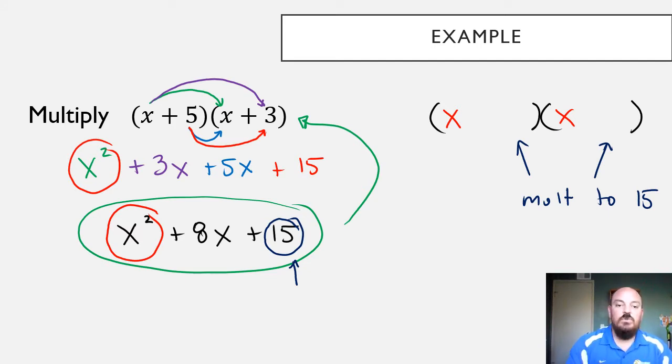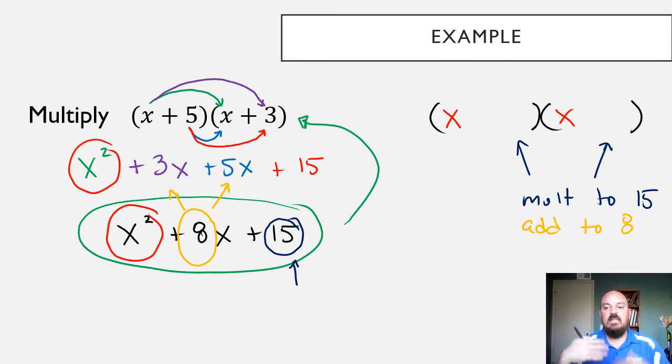The 8 is the only other number in this question. And you say, well, where did that 8x really come from? It came from 3x plus 5x. And where did the 3 and the 5 come from? Those are the two numbers I'm looking for right now. So in addition to multiplying together to give me 15, those numbers need to add together to give me 8. And that's how I would know it's 3 times 5.